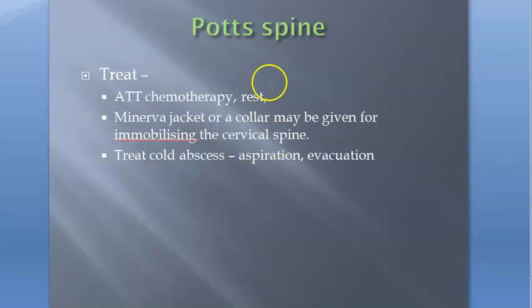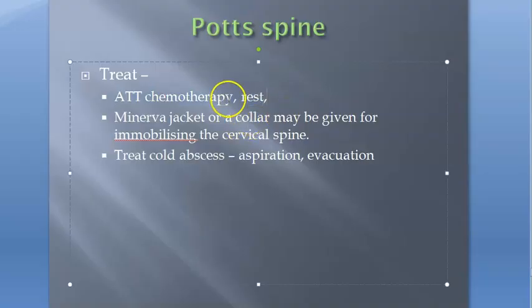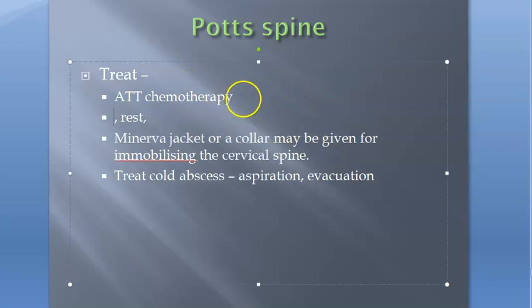Now let us go to the treatment of Pott's spine. For Pott's spine, you will give ATT, that is anti-tubercular drugs: rifampicin, isoniazid, ethambutol, and pyrazinamide. HRZE, HRE. Write all that. You have to expand all this and write. What is it?